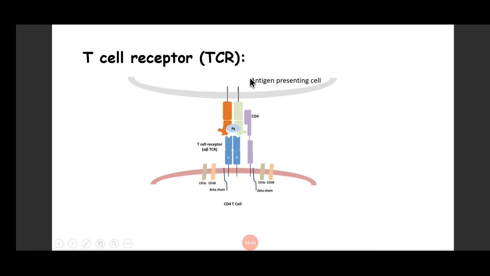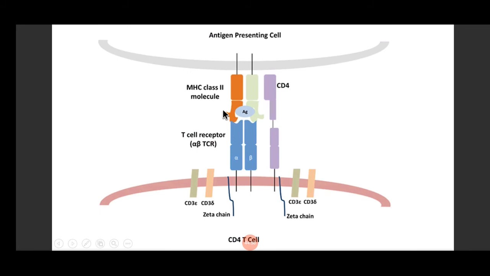Whenever a cell, with the help of an MHC molecule, presents the antigen to the T cell, only then will the T cell react. So, the MHC molecule is present on the surface. There are two types of MHC molecules, class 1 and class 2. In this picture, we are showing you the class 2 molecule.